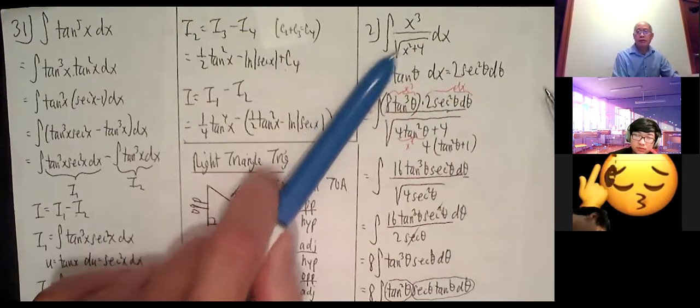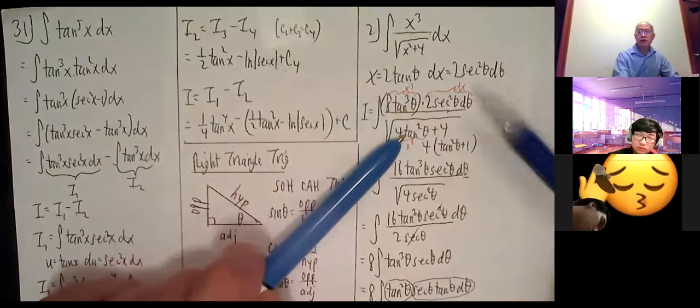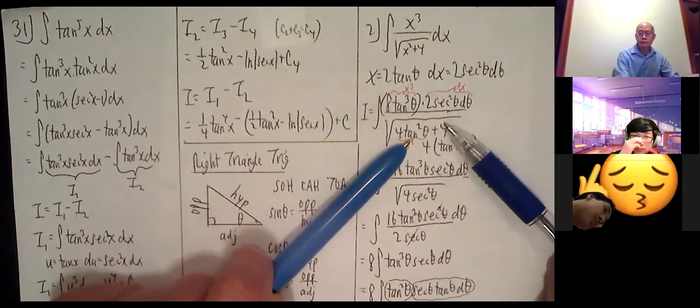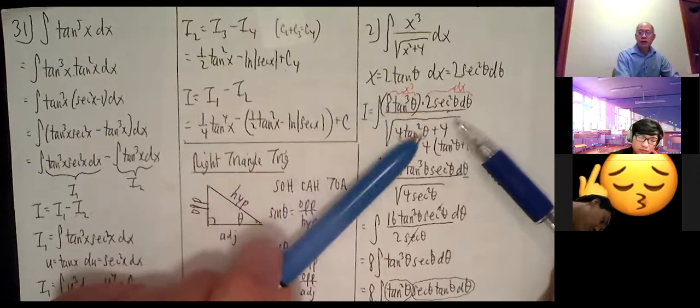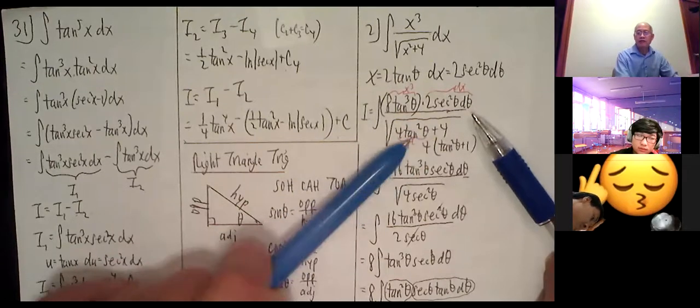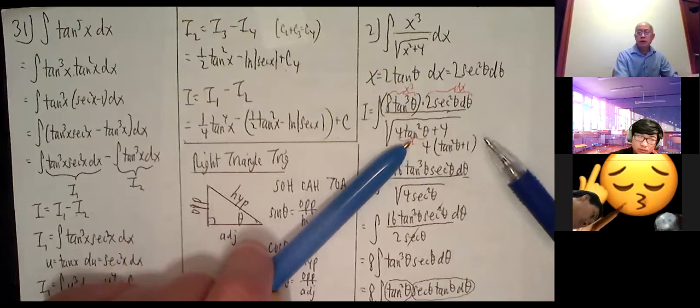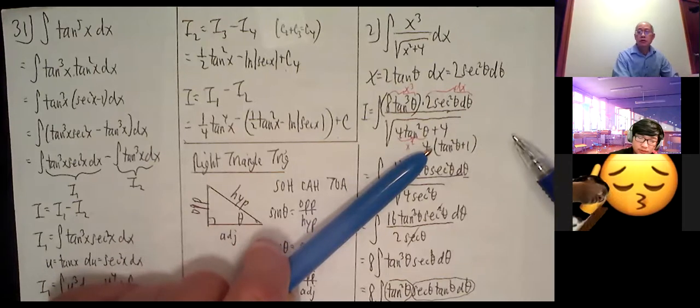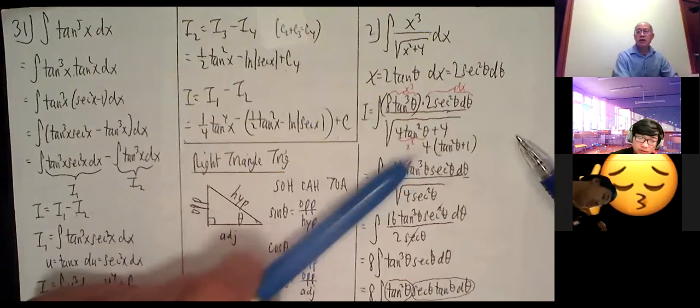Okay, now look at the bottom. Radical x squared plus 4. X squared is 4 tangent squared theta. 4 tangent squared theta plus 4. Okay, factor out the 4, and you have tangent squared theta plus 1. What is tangent squared theta plus 1? Secant squared.